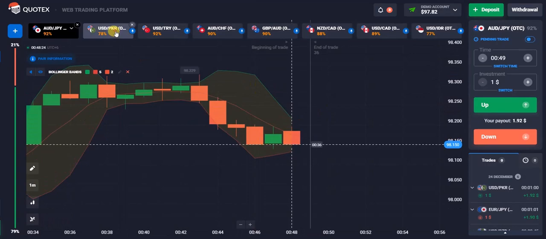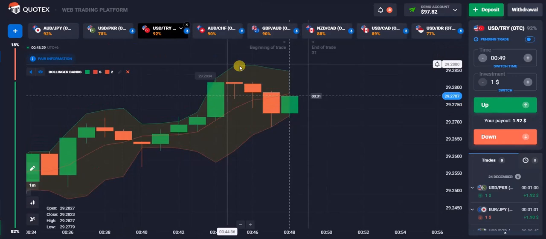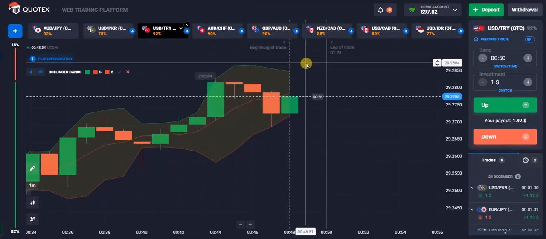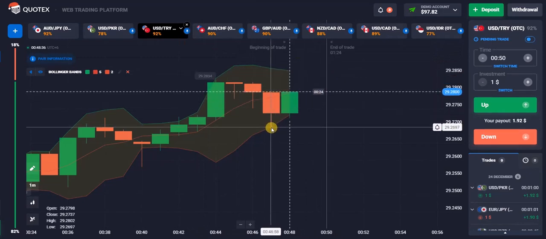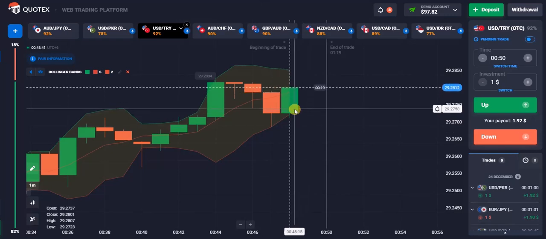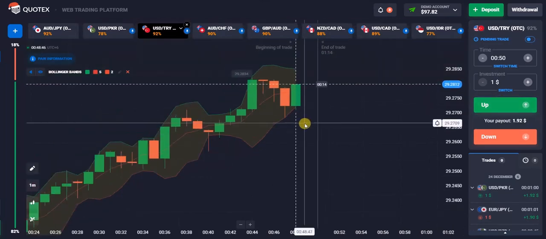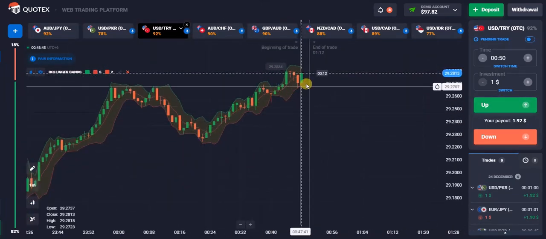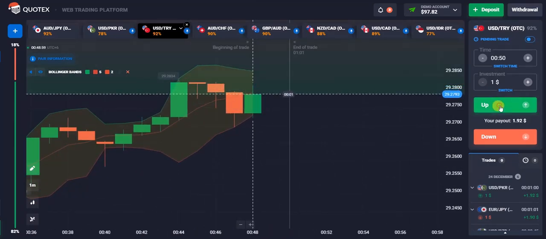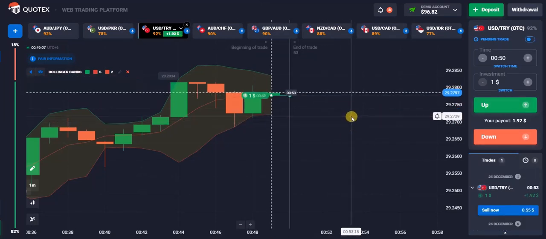Let's switch some currencies and see if we can find a good pair. This one touched the red line. If it is a healthy green candle, we're going to take an up call. Also bear in mind, this is an uptrend, right? 2, 1, go. Let's see what happens.